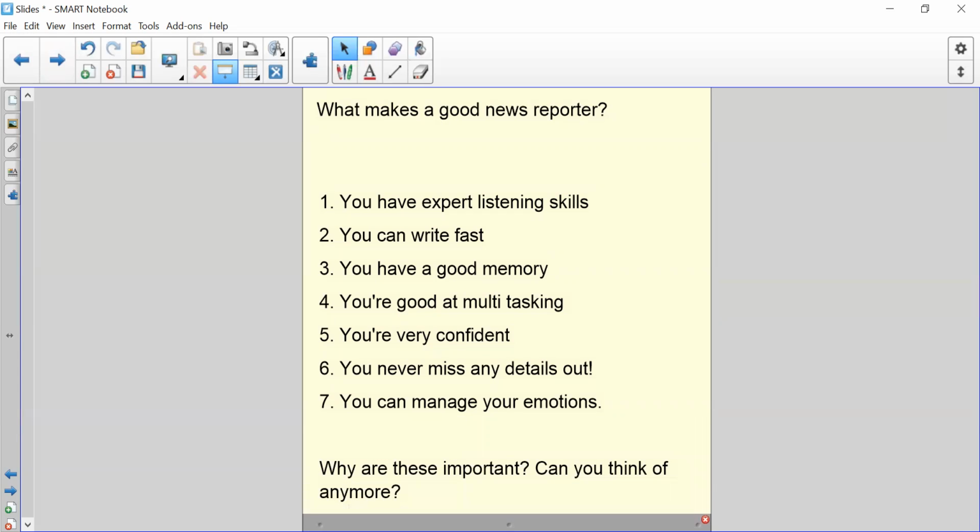And why are these important? Can you think of any more? I know I've given you a few reasons why some of these traits are important, but can you think of any more reasons or anything else you think you need to be a successful news reporter? Let us know in your write-up of today's lesson.